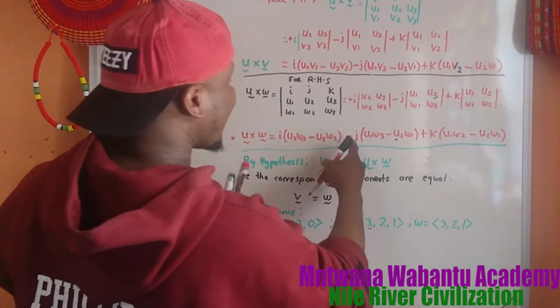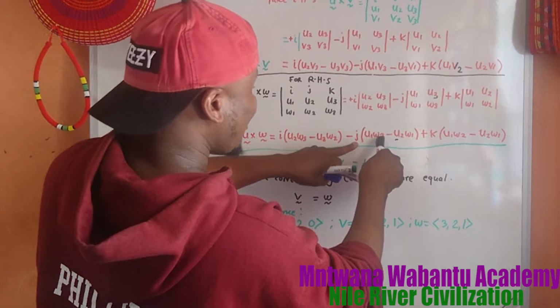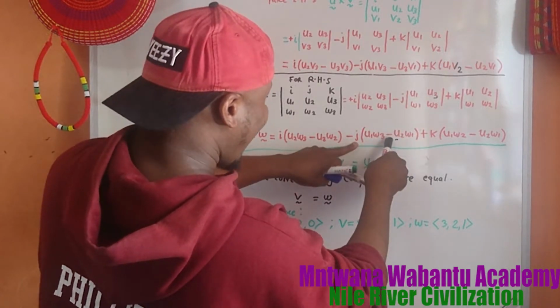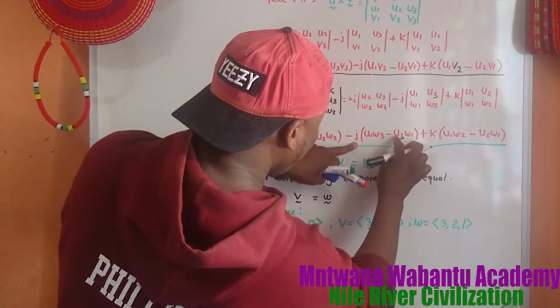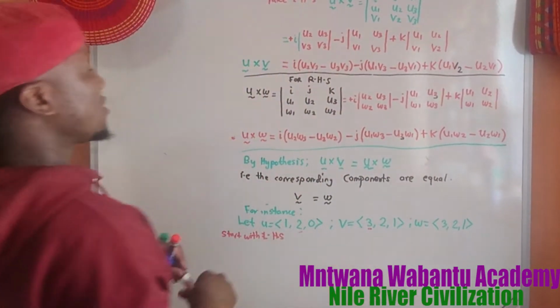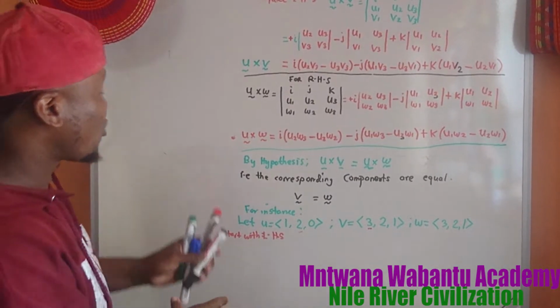So when I multiply for my J is going to be U1 W3. U1 W3 means U1 and W3, and then we minus U3. So this got to be U3 and W1. So that's just correct. That's one mistake. The one correct. So now we can continue now.